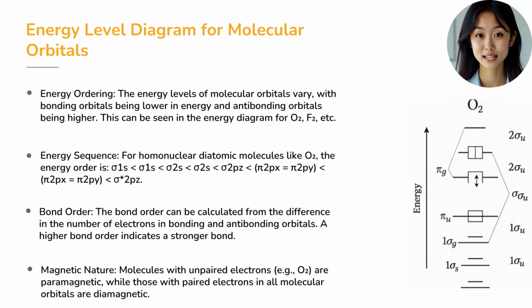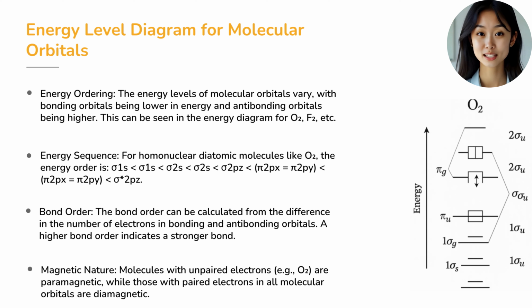Sigma-1s is less than sigma*1s, which is less than sigma-2s, which is less than sigma*2s, which is less than sigma-2pz, which is less than pi-2px equals pi-2py, which is less than pi*2px equals pi*2py, which is less than sigma*2pz.